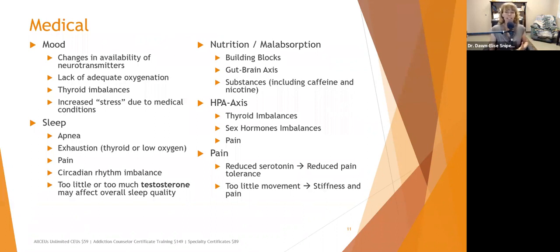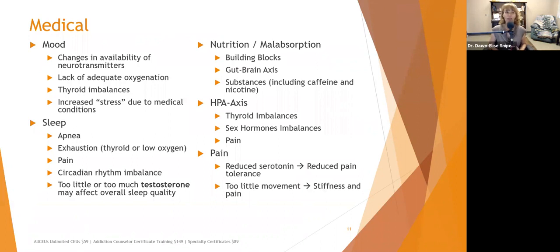Circadian rhythm imbalances can be caused by a variety of other things. Medical problems can also cause pain, which keeps people from sleeping. And again, anything that prevents us from getting quality sleep is going to impact mood as well as our stress hormones, which is going to create a cascade effect and affect all of our other hormones. Too little or too much testosterone may also affect overall sleep quality.